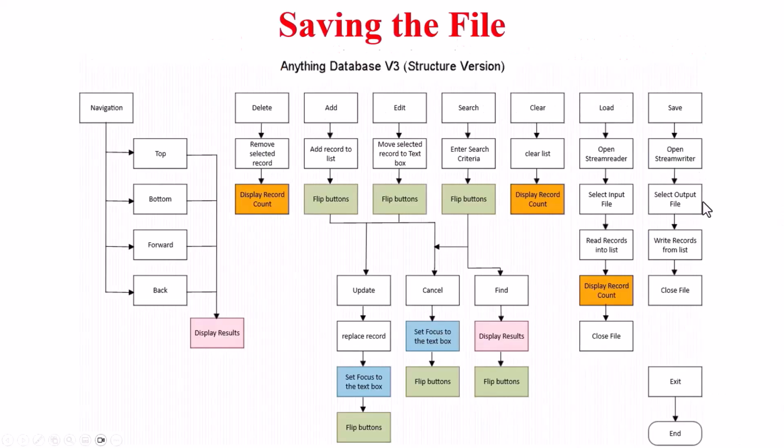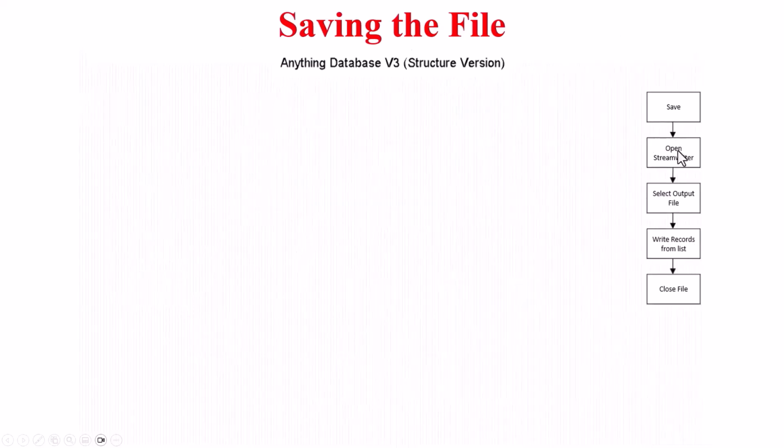We're going to open StreamWriter. We're going to select the output file, write the records from our list, and then close the file. Very simple procedure. We can narrow this down a little bit and take a look at just the pieces we're looking at. You open the StreamWriter, selecting the output file. We're going to put it out in the /bin/debug folder, so it's always there. We don't have to worry about where it is. It's going to be part of the program. And we're going to write the records from that list, and we're going to close the file.